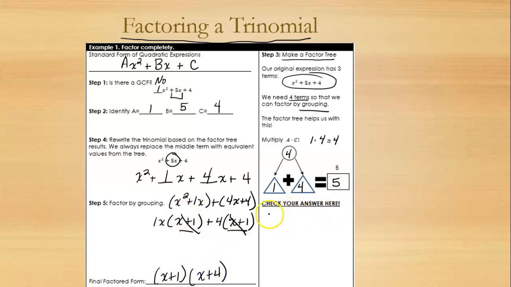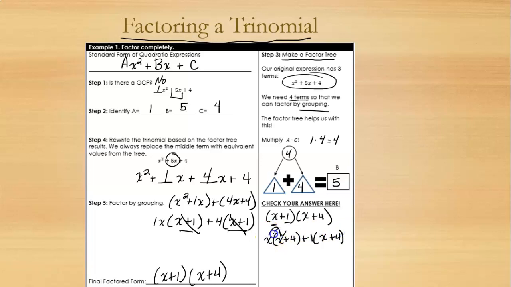If I want to check, that's just multiplication. So if I want to check, I start with x plus 1 times x plus 4. And essentially, multiplication is factoring in reverse. Remember we learned about the distributive property? There are 2 things that need to be multiplied times x plus 4. X needs to be multiplied by x plus 4, and 1 needs to be multiplied by x plus 4.